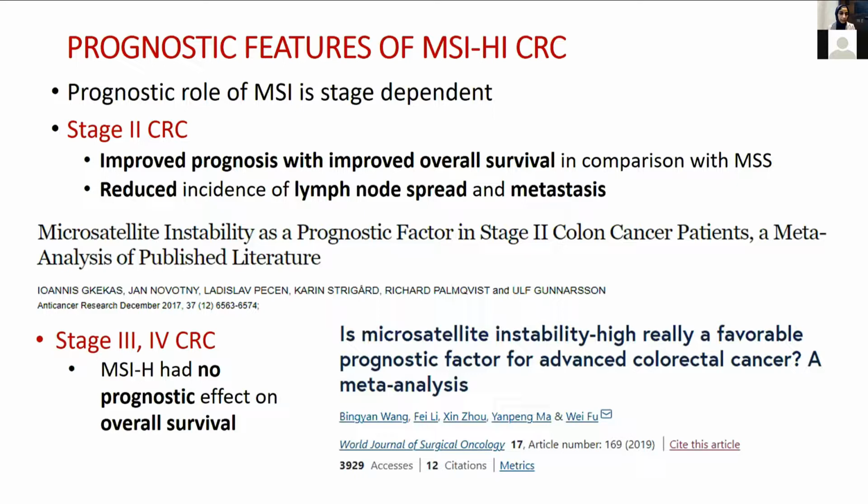So is there any prognostic role for microsatellite in colorectal cancer? As we have mentioned before, yes, there's a prognostic role for MSI, and it's a stage-dependent role. In stage 2, MSI high colorectal cancer is associated with improved prognosis in comparison to microsatellite stable cancer, and also with reduced incidence of lymph node spread and metastases. This is in comparison to stage 3 and 4 colorectal cancer, where MSI high status had no prognostic effect on overall survival.